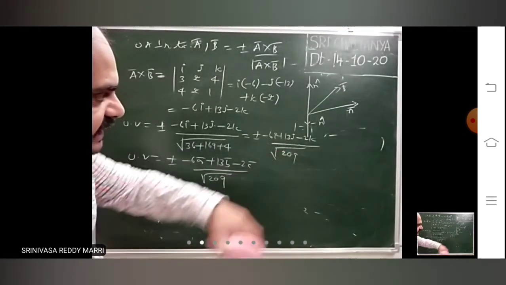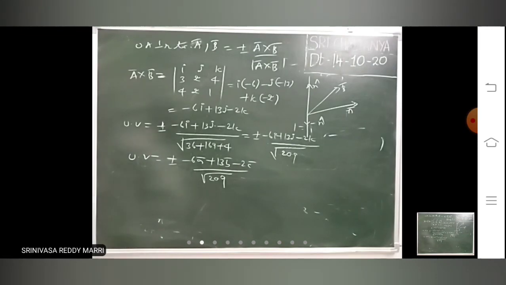You must not write in IJK, he has not given it. I is A bar, J is B bar, K is C bar, like that. Whenever it is given, you take I, J, K. It will become easy.